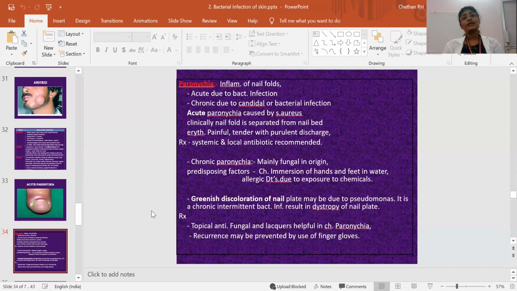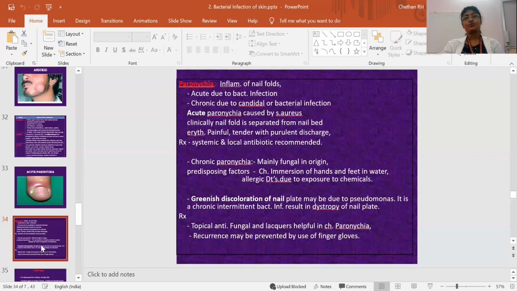So if you are seeing greenish discoloration of the nail plate, your differential can be Pseudomonas nail infection as well. It is a chronic intermittent bacterial infection which results in dystrophy of the nail plate. The treatment is topical antifungals and lacquers. Lacquers means a nail polish-like application. It is also helpful in chronic paronychia. So topical antifungal lacquers can be given. Recurrence can be prevented by the use of finger gloves. So you have to tell the patient to avoid direct contact with chemicals or water, and for that you should advise the patient to use finger gloves.